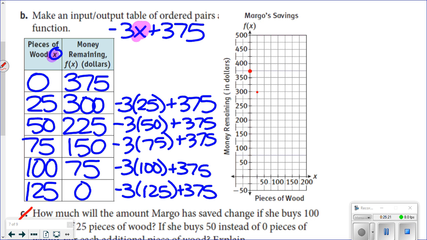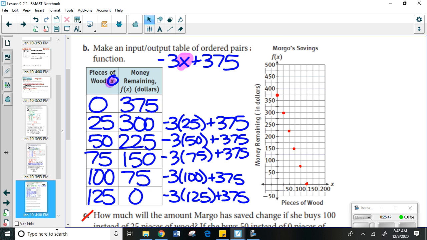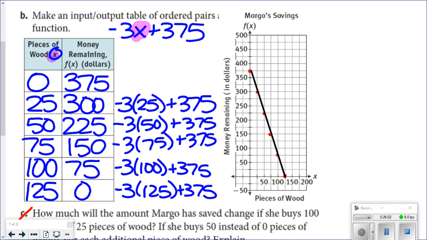25, 300. 50, 225. 75, 150. 100, 75. 125, and 0. Go ahead and connect these with a straight line. We do not need arrows, because we can't have negative amounts of money or negative amounts of pieces of wood. So we're just going to connect them with a straight line.